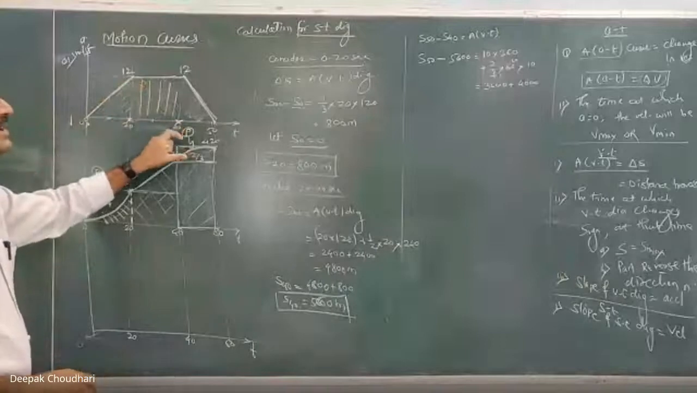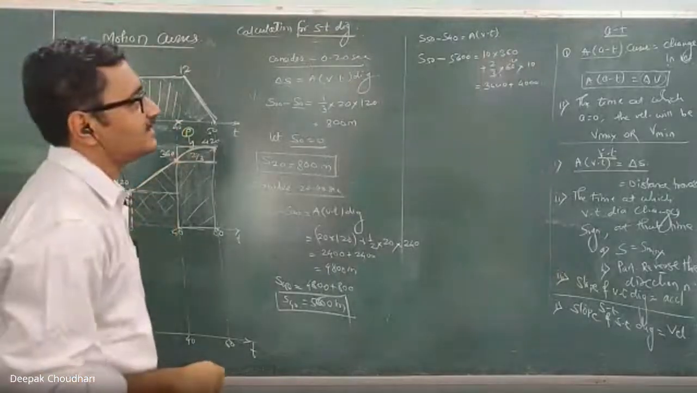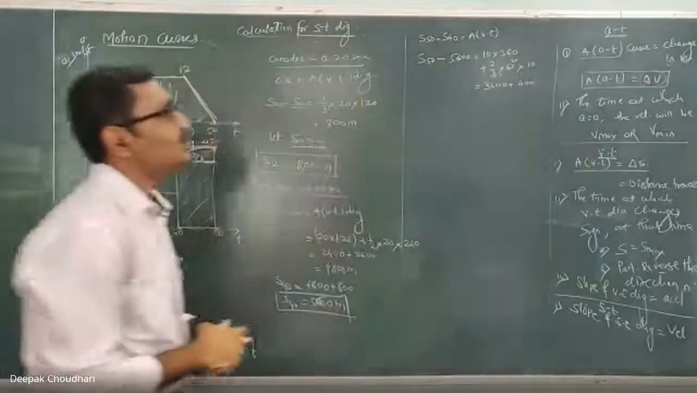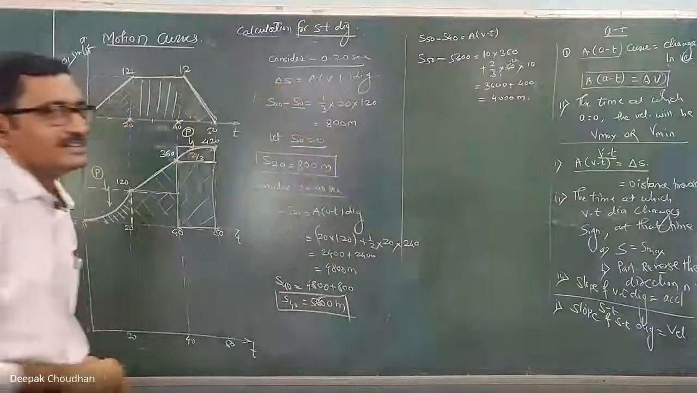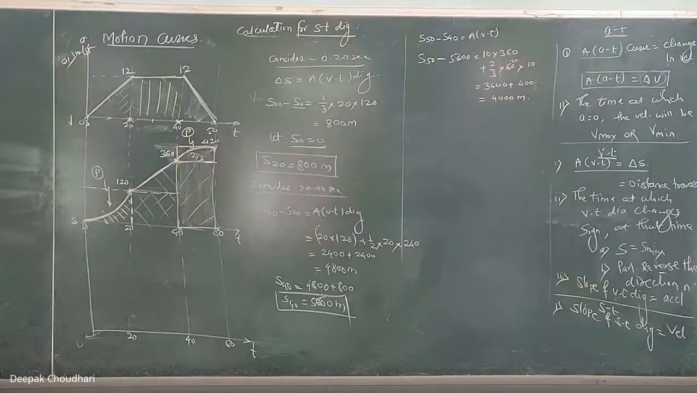360 into 10, correct, plus 2/3 of 60 into 10, correct? Yes, sir. This will be 400, not 4,000. Okay. 460. Total 4,000 meter. Is it correct? Do the calculation. Use your calculator.